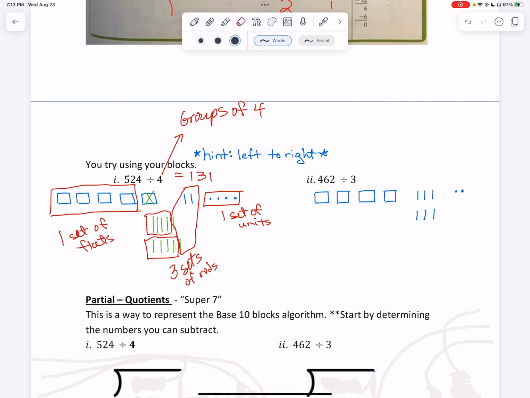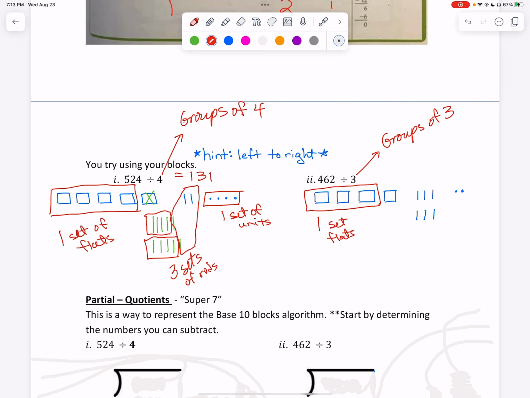So now I've got 462. Okay, so there's my 4 flats, my 6 rods, and my 3 units. What are my groups going to be? How am I going to set that up? So I'm going to have groups or sets of 3. So here we go. I'm going to start over here at the left. I've got 1 set of flats, 1 set of 3 flats.